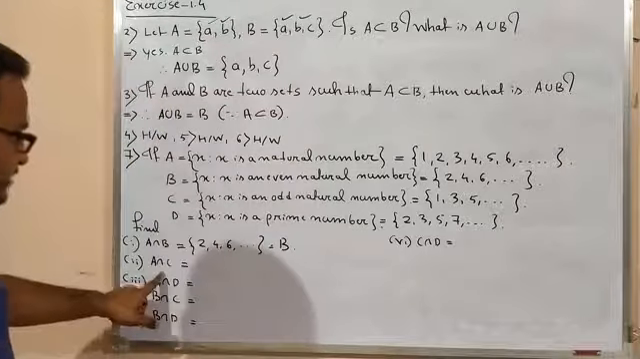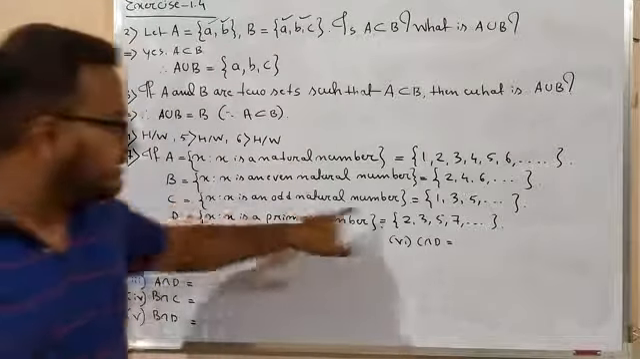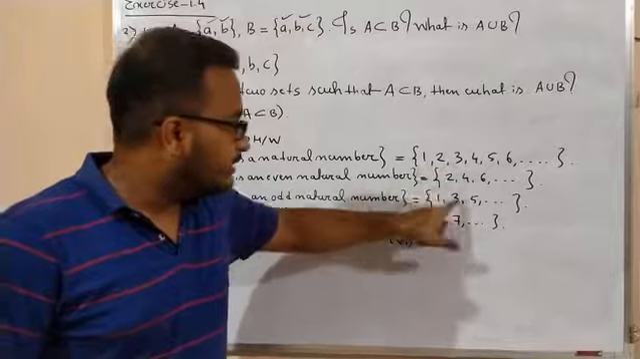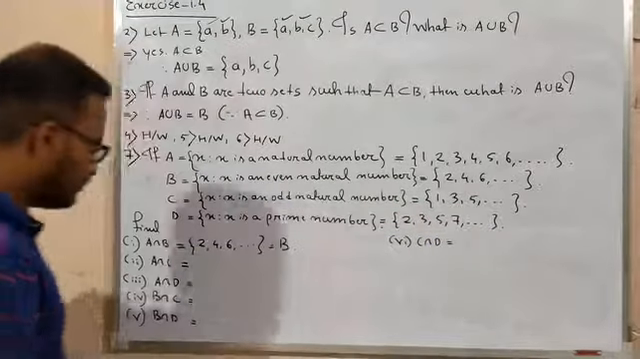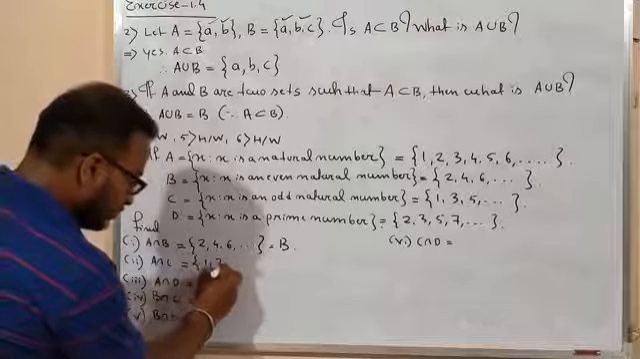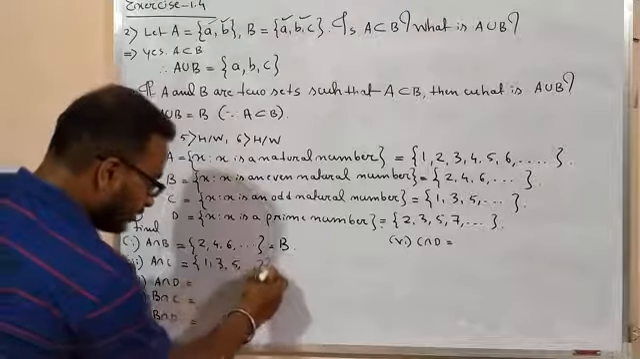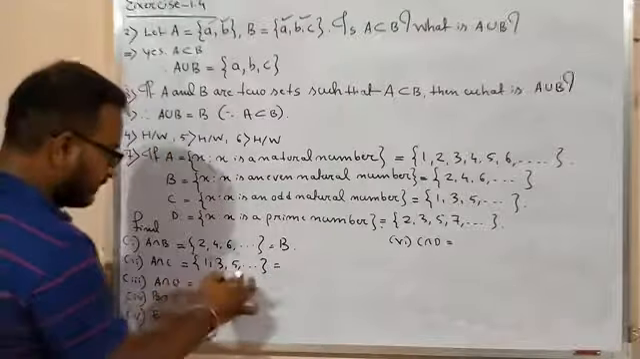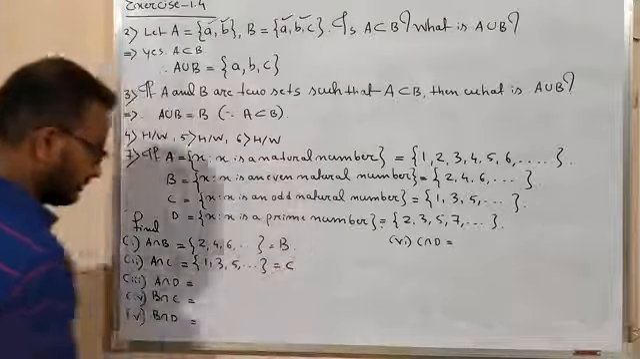So what is A intersection C? A intersection C is 1, 3, 5. So you have to write 1, 3, 5, dot dot dot. So this is the set of all odd natural numbers. So this is nothing but your set C.